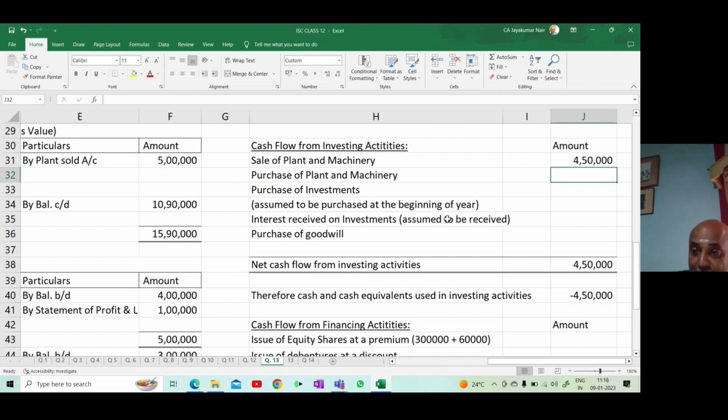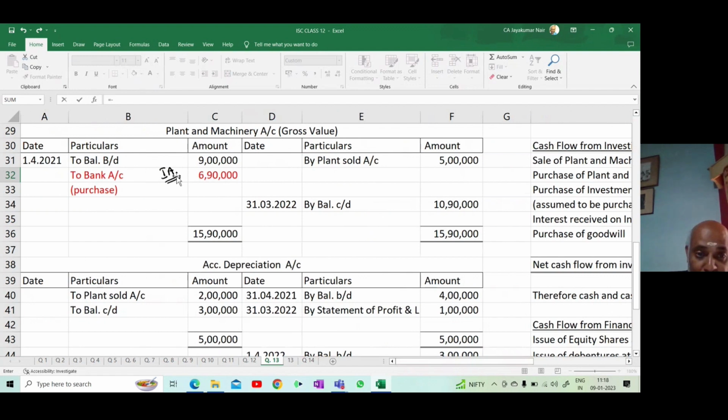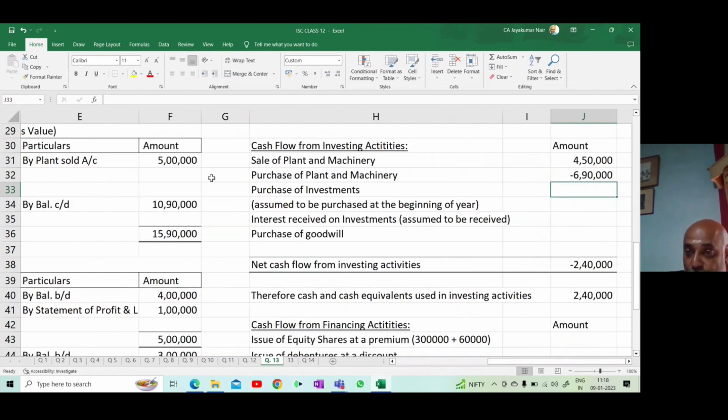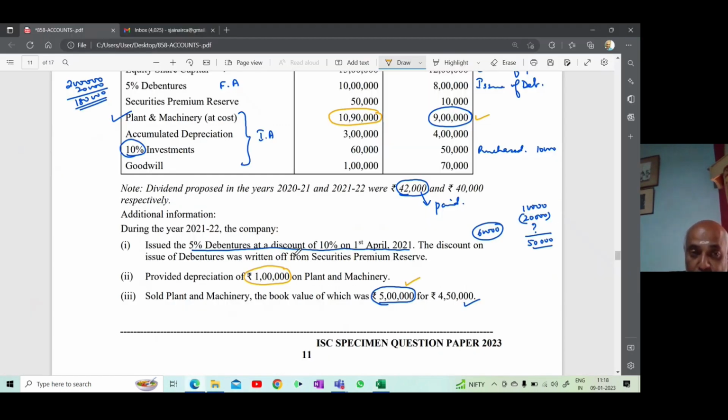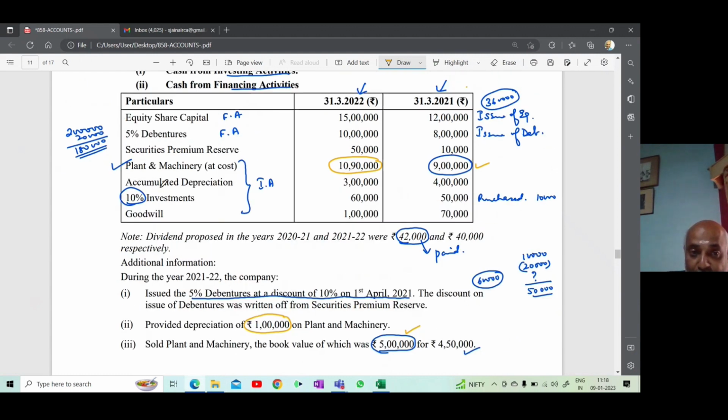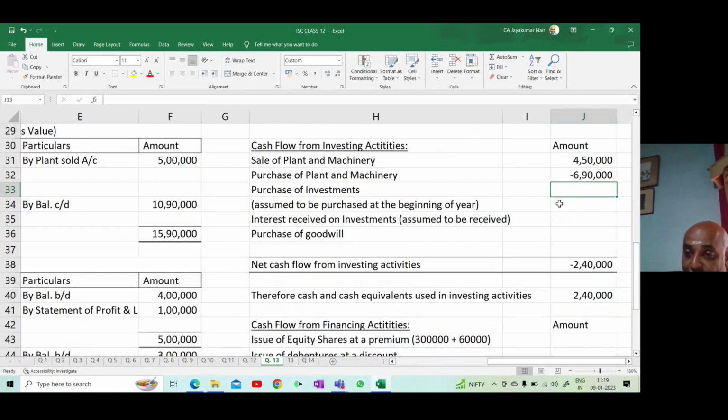Sorry, purchase of plant and machinery. So purchase of plant and machinery means money is going out. What is the purchase of plant and machinery? It is 6,90,000. So 6,90,000 will be negative. We have not opened the investments account because there are no adjustments. Straight away you can see here, investments last year it was 50, now it is 60. That means you purchased investments worth rupees 10,000. So whenever you purchase, money is going out, therefore it is negative.